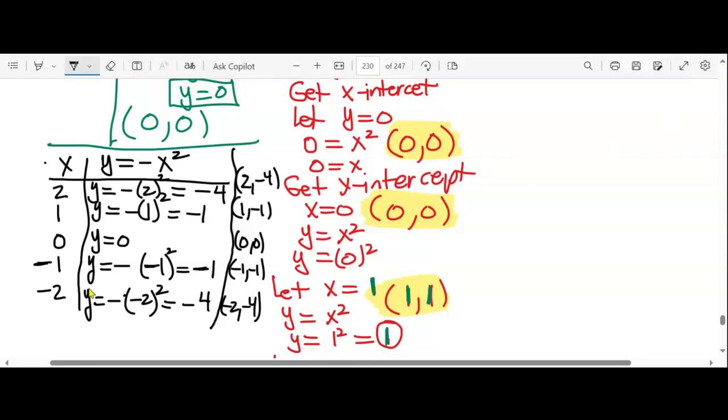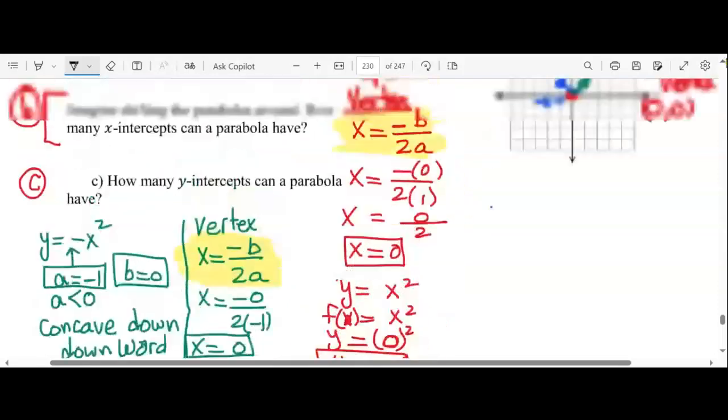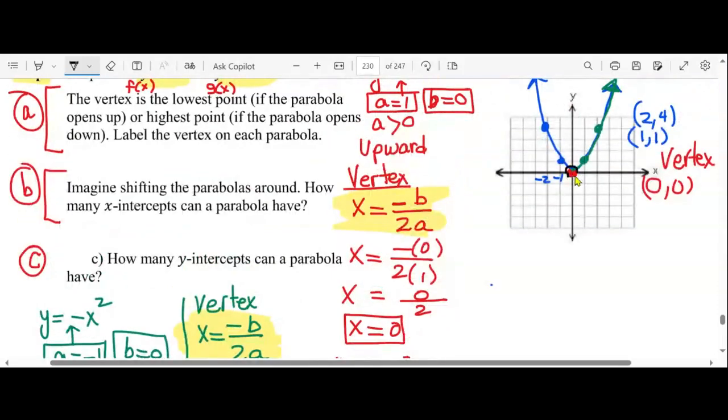Did you write the points down? Yes. Okay, so we go here. The point here is 0, 0, so it's the vertex, this point. And then what do we have? 1 and -1. Then 2 and -4. And then -1 and -1. And then -2 and -4. So your graph will look like a parabola.